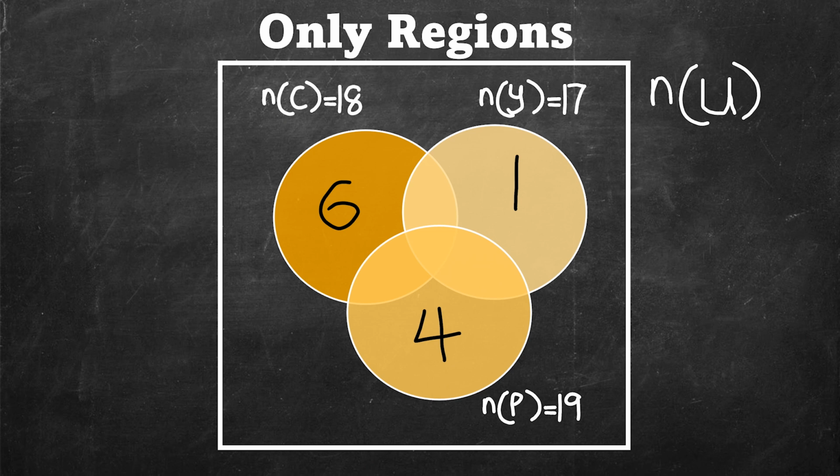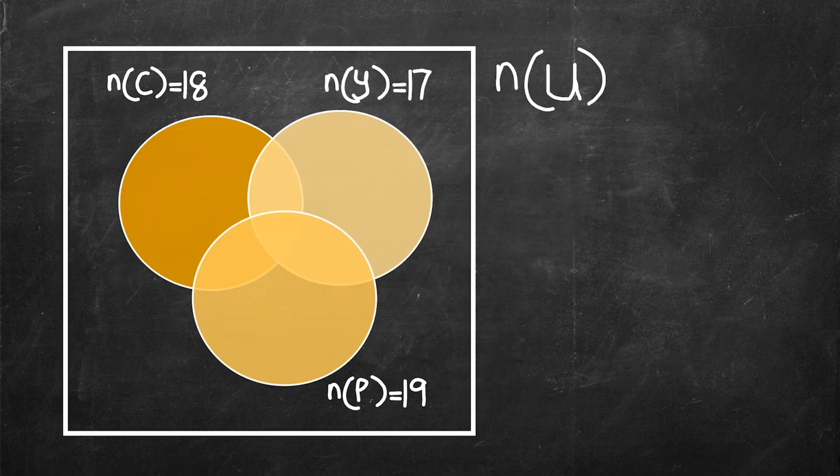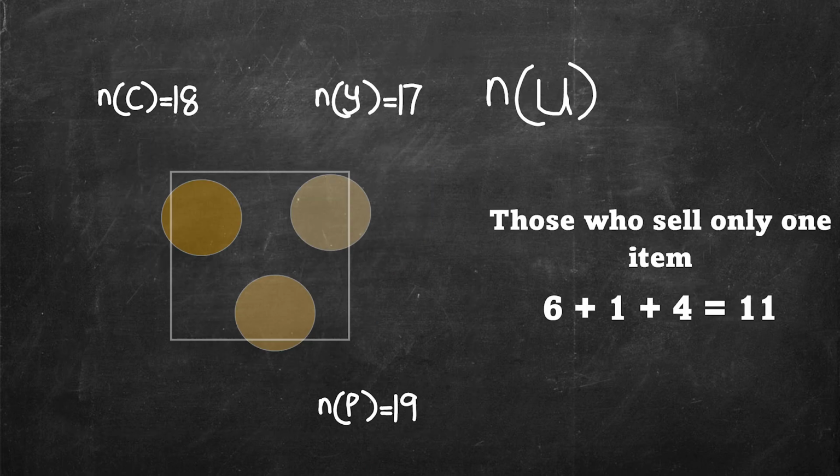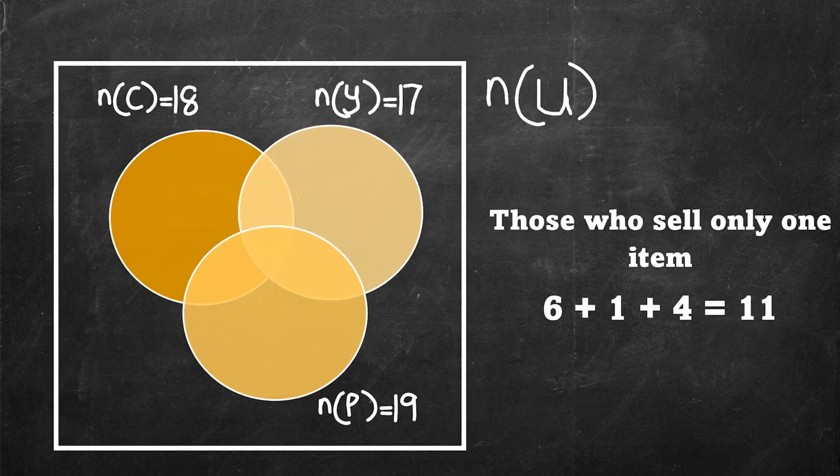When we add everything together, 6 plus 1 plus 4 plus 3 plus 4 plus 7 plus 5, we get 30. So, there are 30 women in total. And if we look at those who sell only one item, that's 6 plus 1 plus 4, which also equals 11 women.